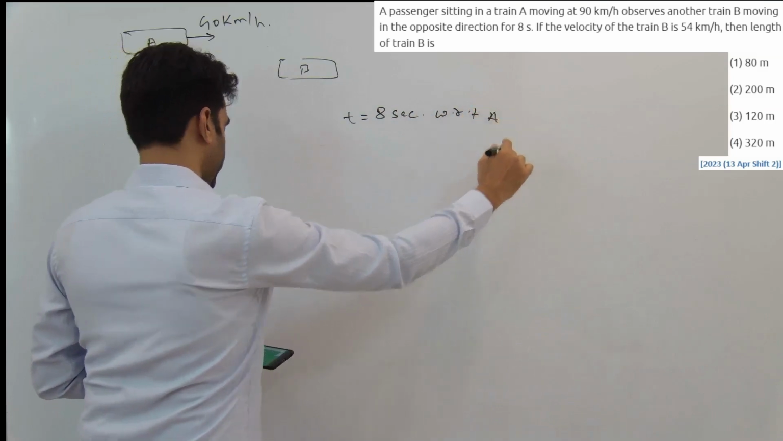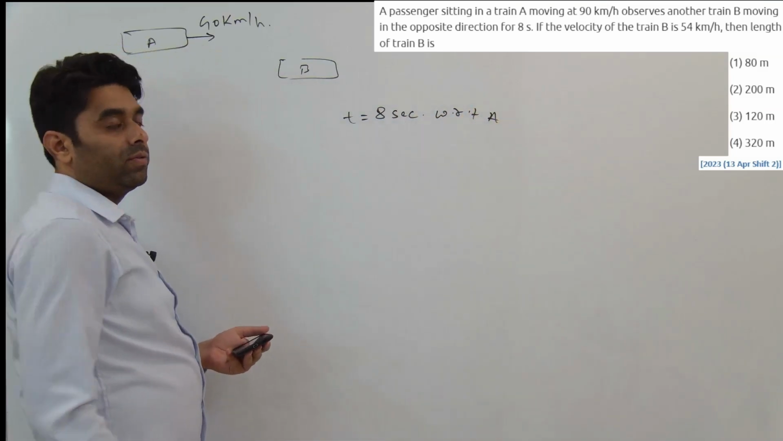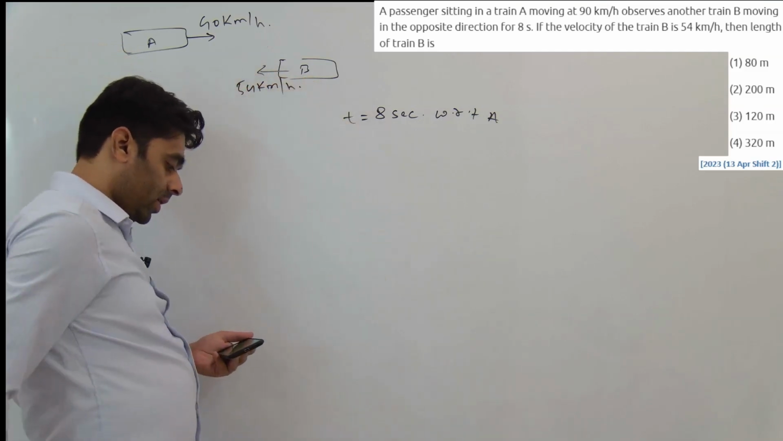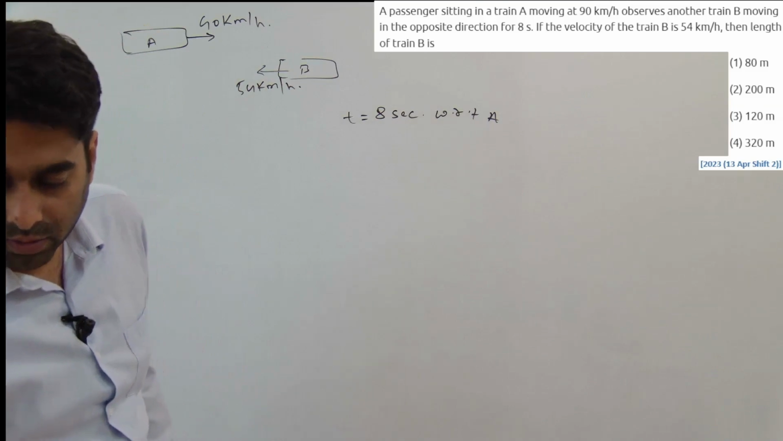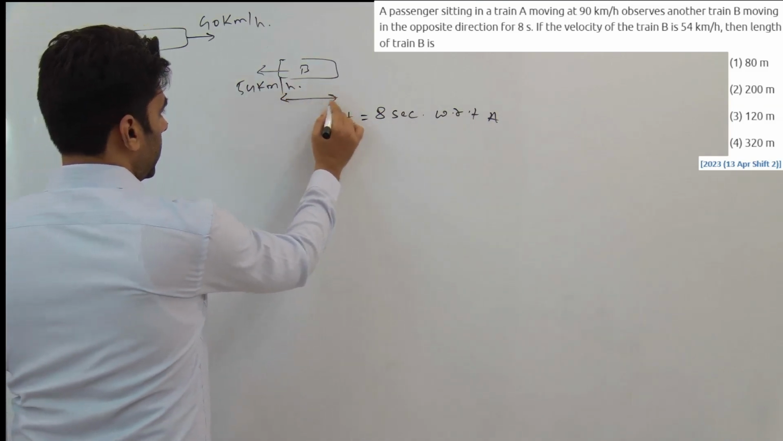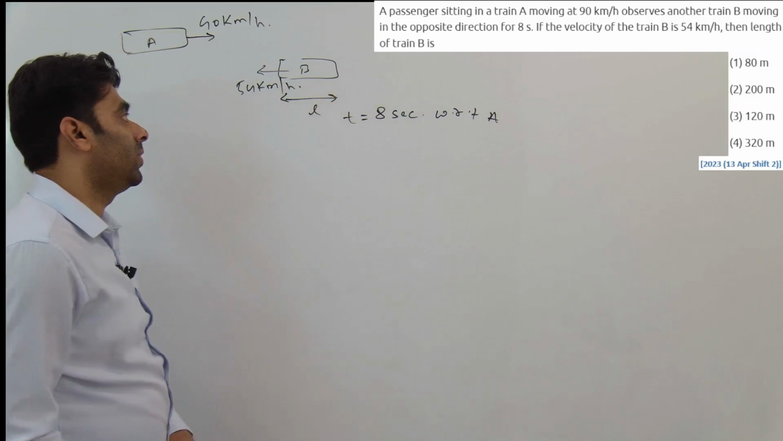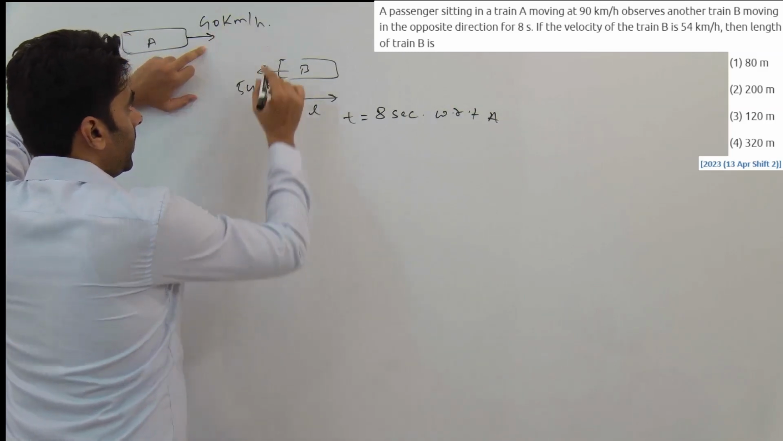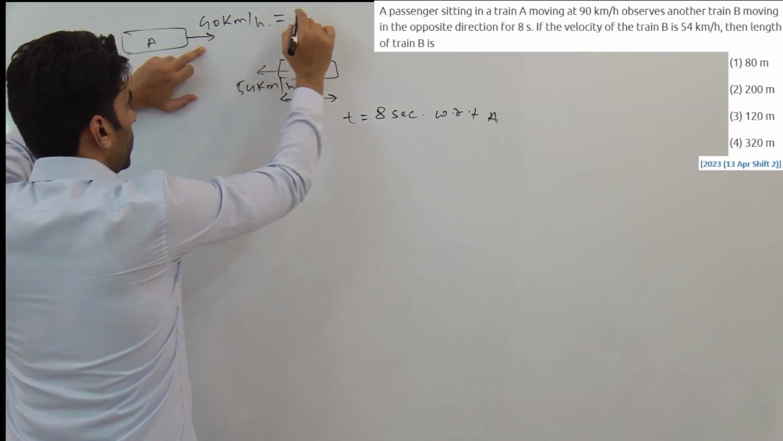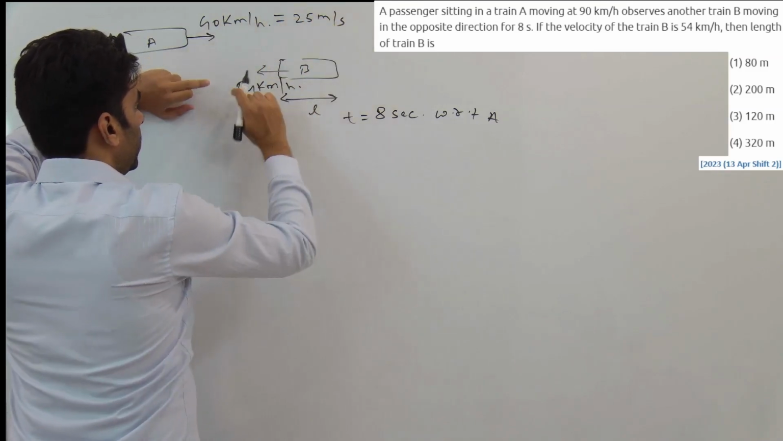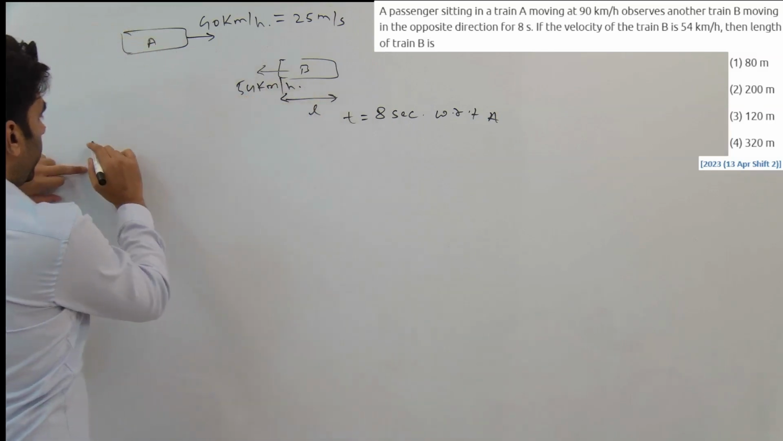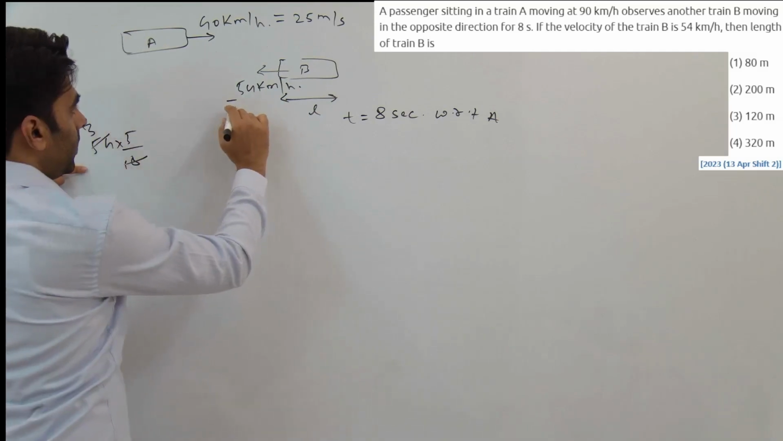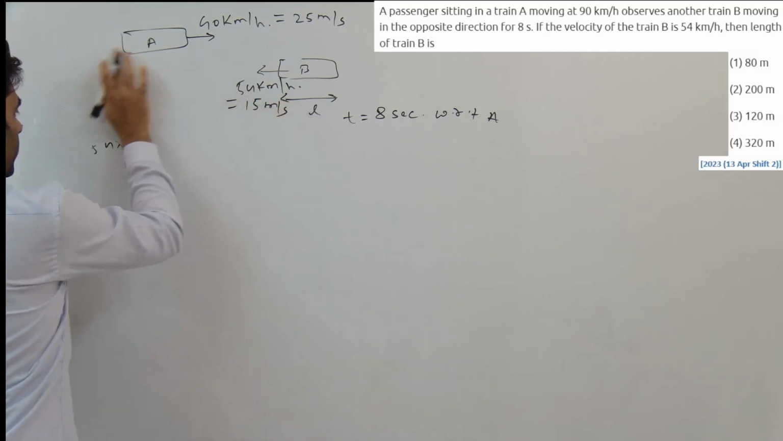If the velocity of train B is 54 km per hour, then the length of train B is what they are asking us. Now beta, notice carefully, first of all the speeds are given in kilometer per hour. So 90 into 5 by 18 comes out to be 25 meter per second. 54 into 5 by 18 comes out to be 15 meter per second. So we converted them.